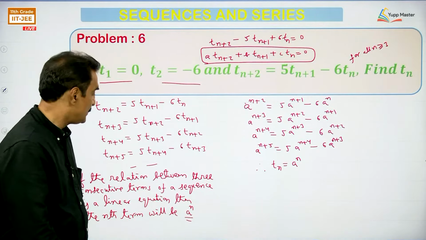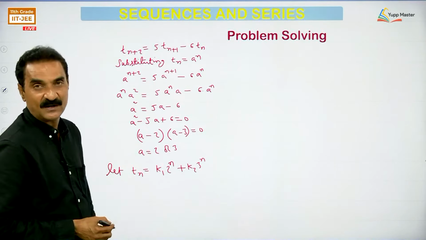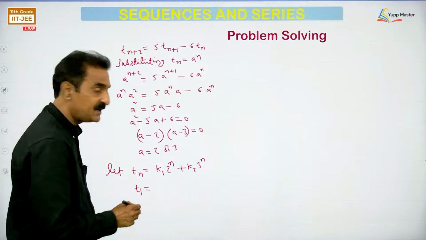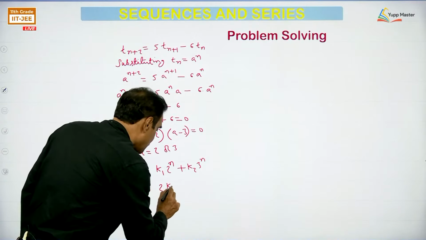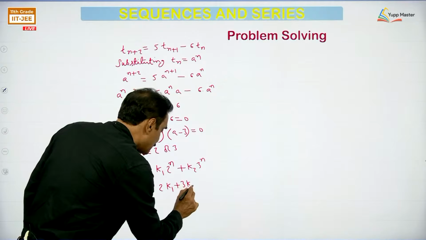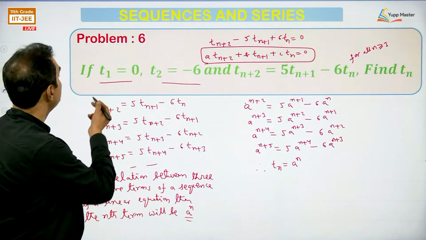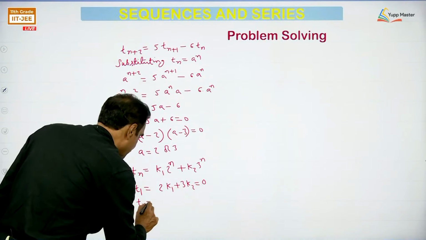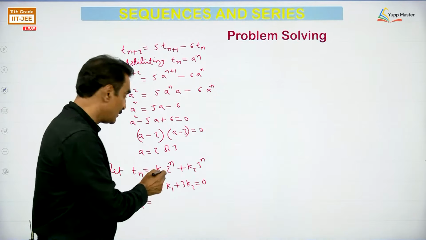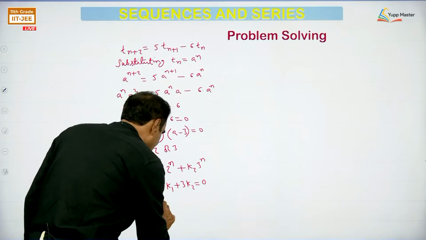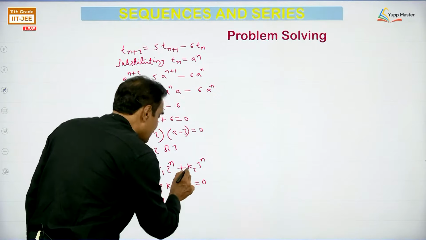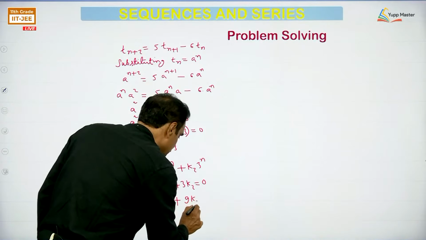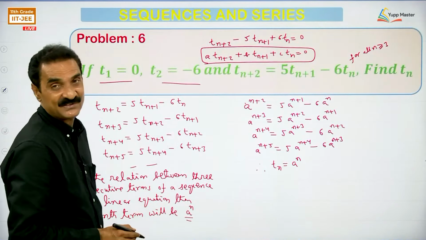So, let us substitute n is equal to 1. T1, putting n is equal to 1, what will you get here? 2k1 plus 3k2 is, what is T1 given? 0. And T2, putting n is equal to 2, k1 into 2 square is 4k1 plus k2 into 3 square is 9k2 is equal to how much? Minus 6.